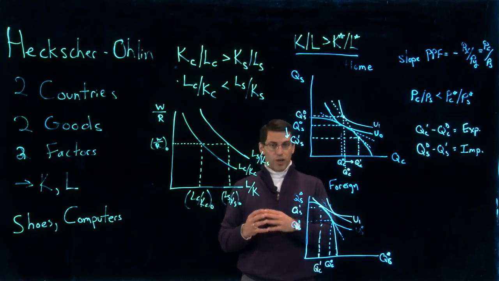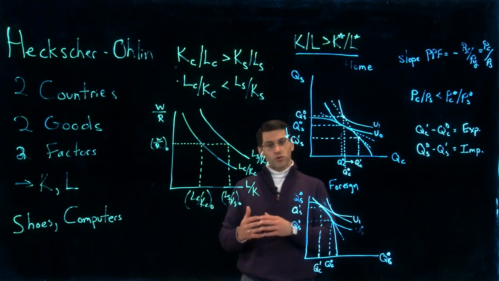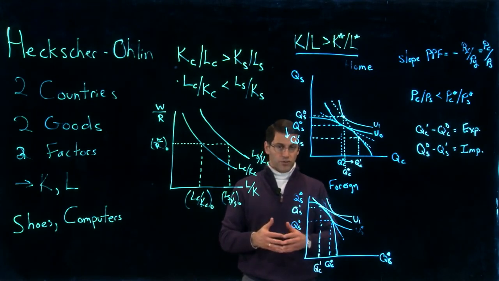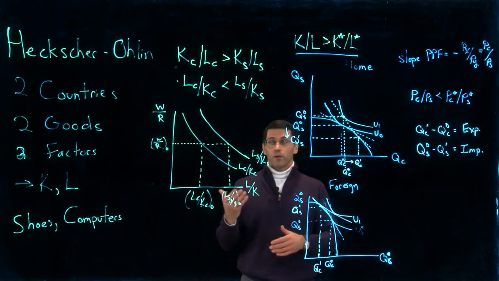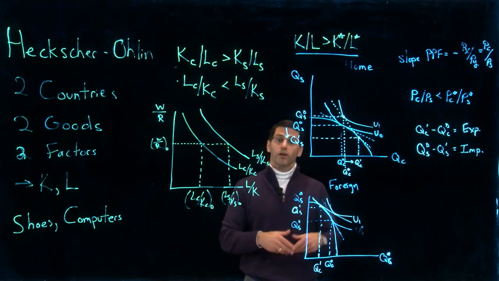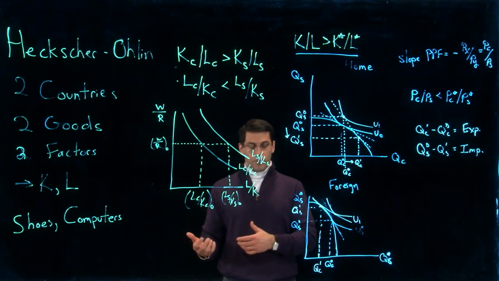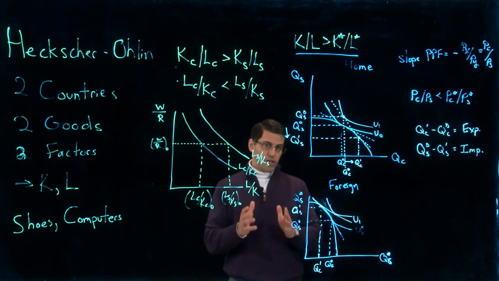A country will specialize in the production of the good that intensively uses the factor of production it possesses in abundance. In other words, the home country is capital abundant and computer production is capital intensive. So home is going to specialize in computer production, export computers, and then import shoes. Okay? That's the first basic insight from the Heckscher-Ohlin model.